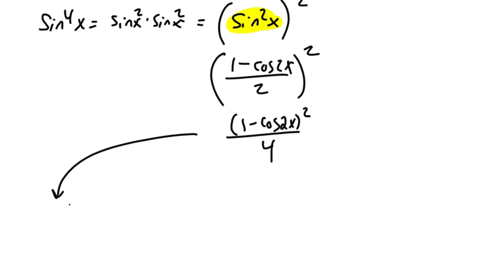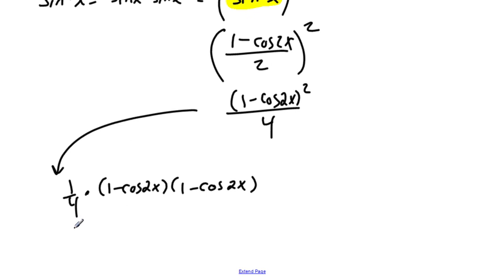I'm going to do 1/4 times now, and now I'm going to square this right here: 1 minus cosine of 2x times 1 minus cosine of 2x. You see what there is? I'm going to go ahead and multiply this out. So this is going to be 1/4. Now I'm going to use brackets now. It's just another form of grouping. So 1/4 times this whole thing.